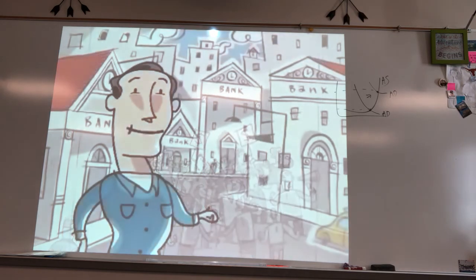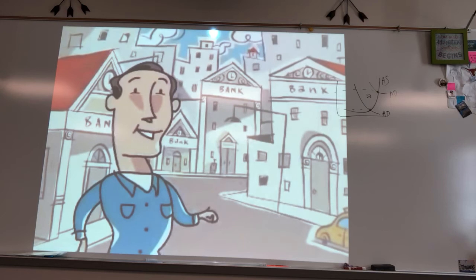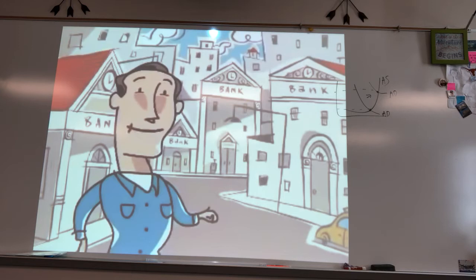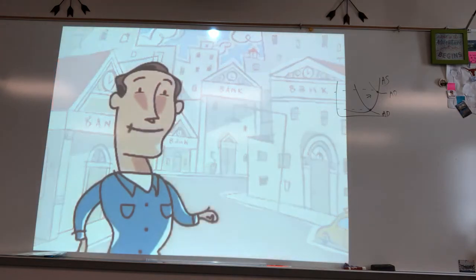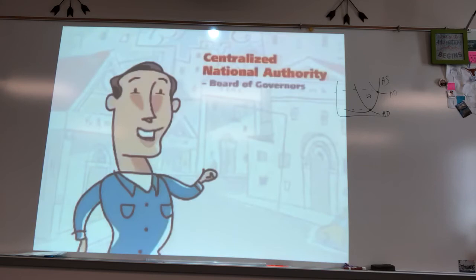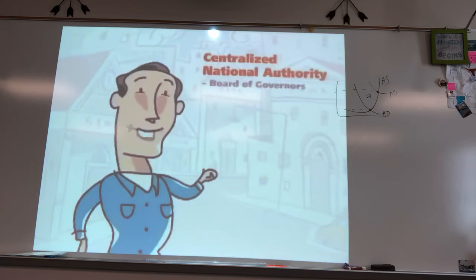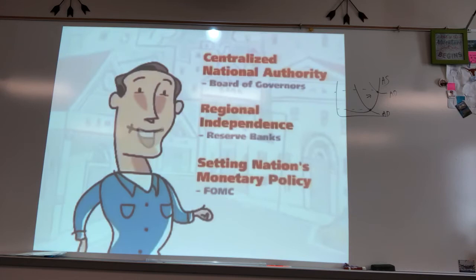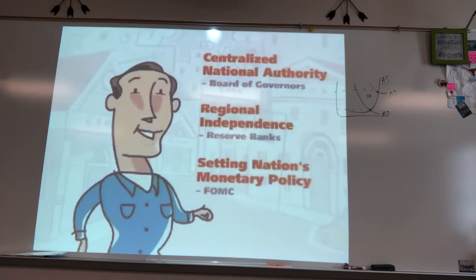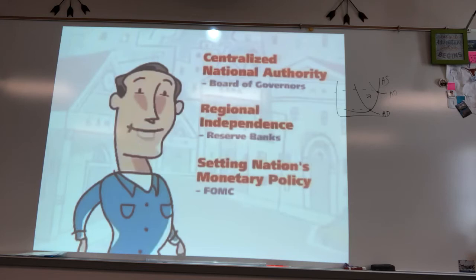This function would go a long way in establishing confidence in the banking system and more stability in the economy overall. Another goal of the Fed was to improve the efficiency of the national payment system by making it easier for payments, mostly checks, to be exchanged through different parts of the country. To achieve these goals, the Fed, then and now, combined centralized national authority through the Board of Governors, remember that on the map, with a healthy dose of regional independence through the reserve banks. A third entity, the Federal Open Market Committee, brings together the expertise of the first two in setting the nation's monetary policy. Okay, that was a mouthful.